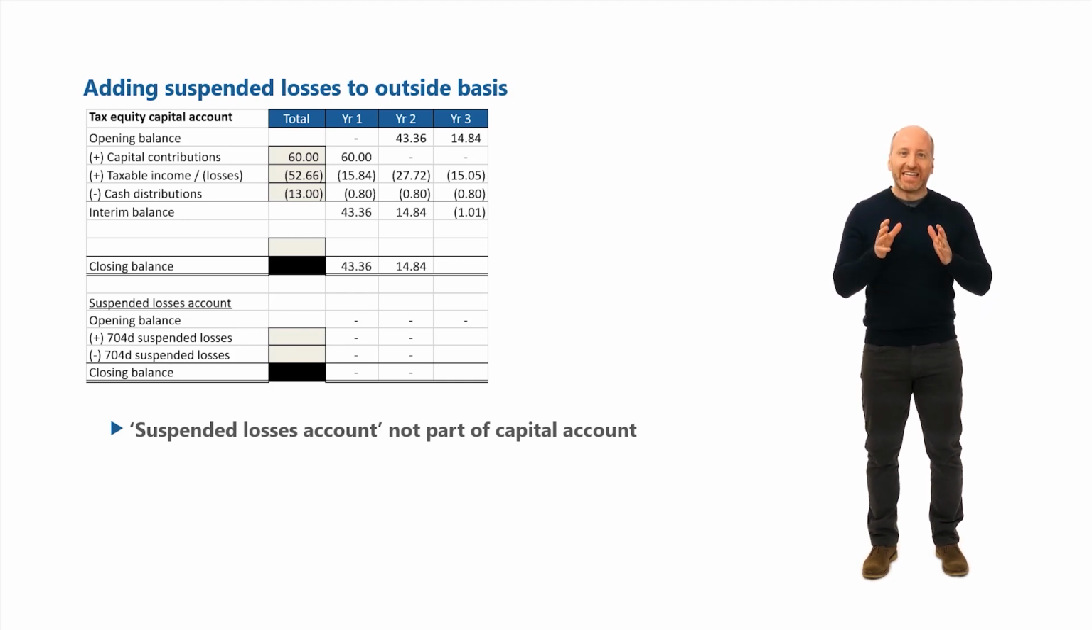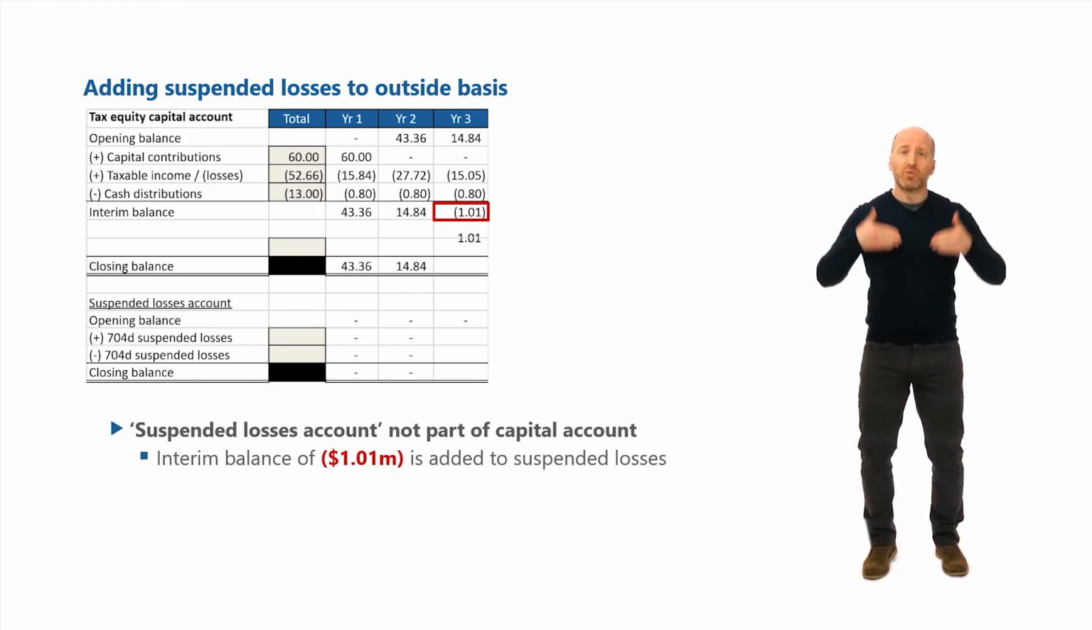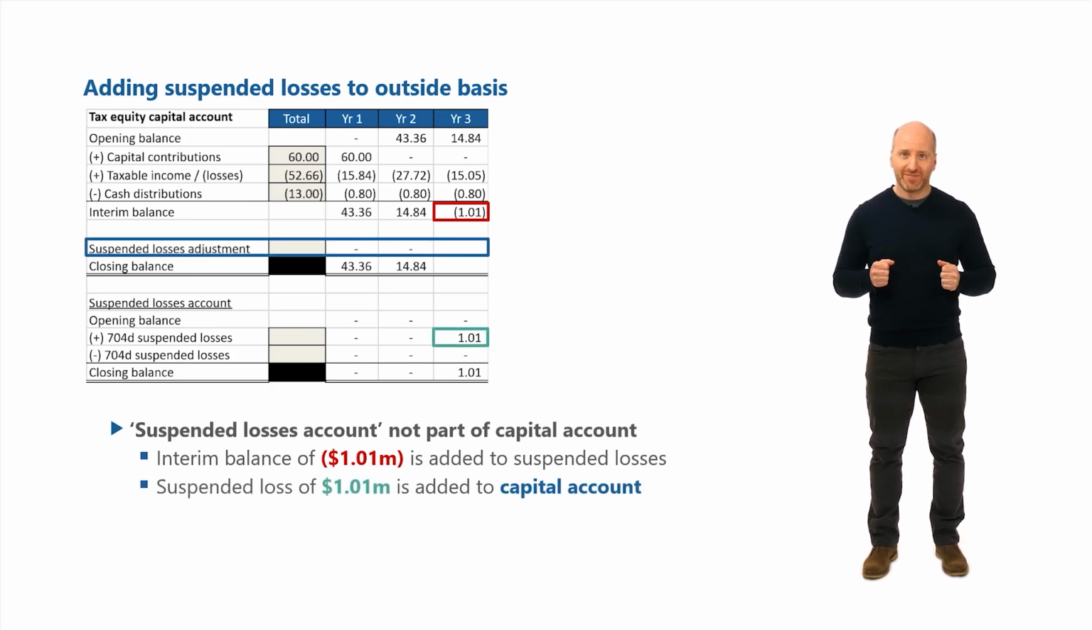The logic is if the interim balance, and what I mean by that is the balance before suspending losses, is negative, we will add to the suspended losses account. And in year 3, the interim balance is negative to the tune of 1.01 million, so we will add this to our suspended losses account. And this 1.01 million suspended loss is then added also to our outside basis account as a suspended losses adjustment.